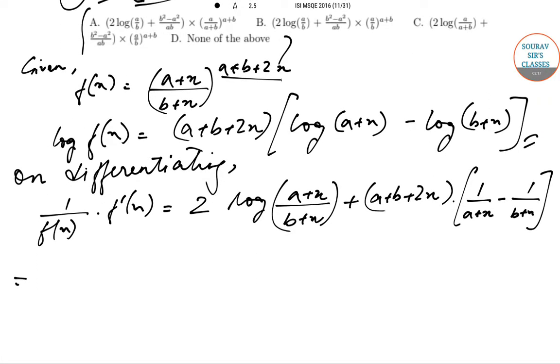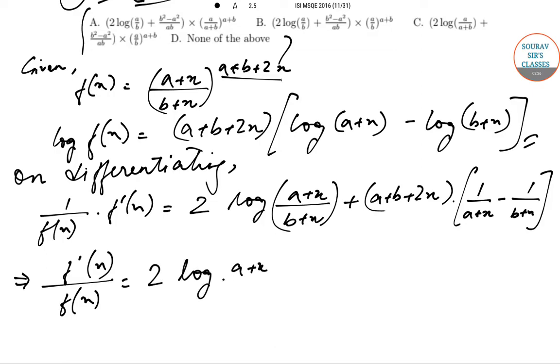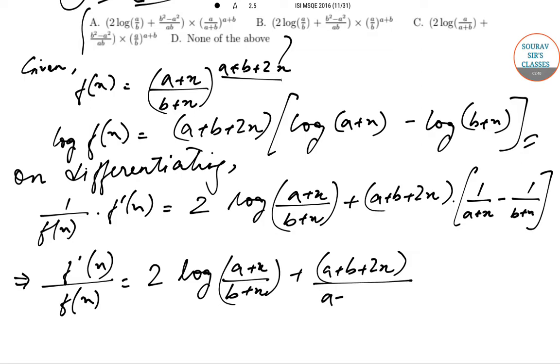So this implies that f dash x upon f of x is equal to 2 log of (a plus x by b plus x) plus (a plus b plus twice x) upon (a plus x into b plus x) into (b minus a). So this is the expression that we'll be using.